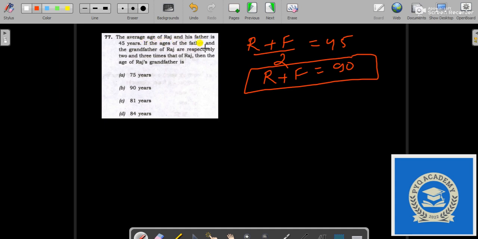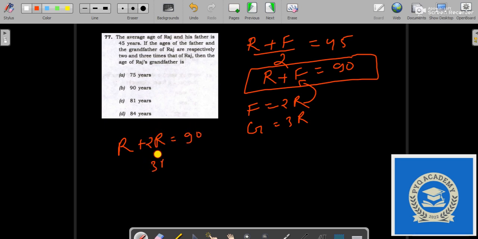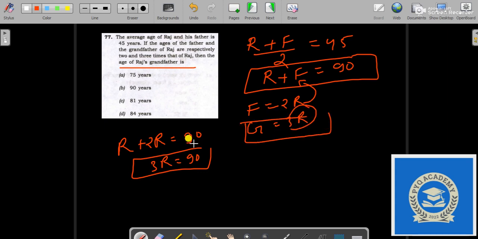If the ages of the father and the grandfather of Raj are respectively 2 times and 3 times, that means the father is 2 times Raj and the grandfather is 3 times Raj. So let's substitute this in the equation. We will get R plus 2R equals 90, that means 3R equals 90. So what is the question asking? The age of Raj's grandfather. Raj's grandfather's age is nothing but 3R, and we got 3R equals 90. So our answer is option B.